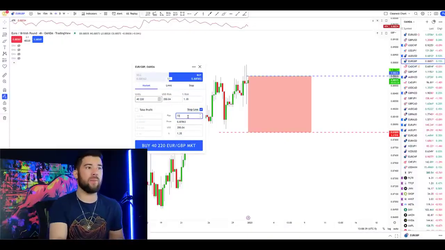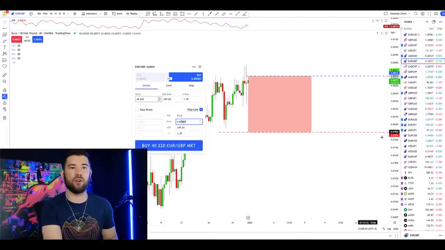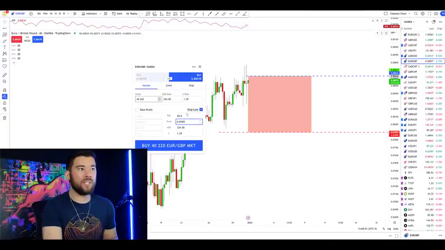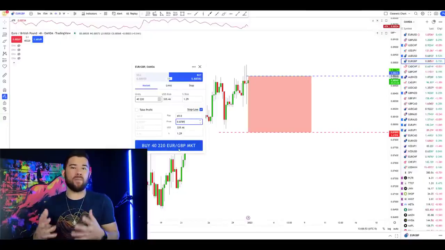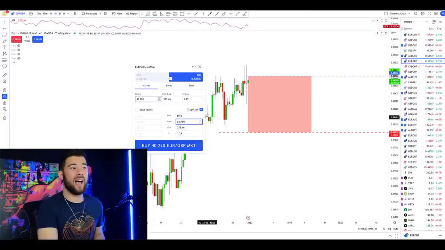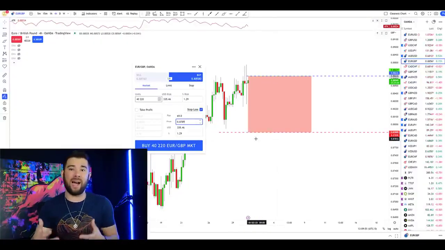Or you can do it by price. As you can see right here, price, I can do the stop loss as 0.8789. So now if I was to press buy, what would automatically happen is I would open up a buy trade and automatically I would have a stop loss order in place right here at our red line.